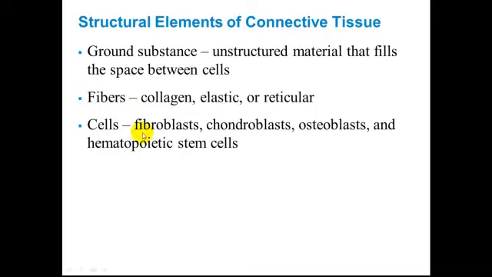The main types are going to be fibroblasts. Those fibroblasts obviously produce fibers. Fibroblasts are going to be important in connective tissue proper. Chondroblasts, whenever you see chondro, think of cartilage. These chondroblasts are going to produce cartilage. We also have osteoblasts, where you see osteo, think of bone. These osteoblasts are the bone cells. And then we also have hematopoietic stem cells. These are going to create blood. If you see hema or hemato, you should be thinking blood.